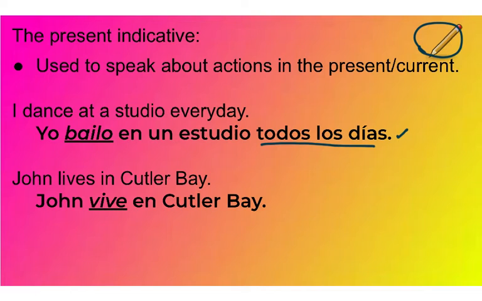John lives in Cutler Bay. John vive in Cutler Bay. Currently, John has not moved from his house. His home is in Cutler Bay at this time. That is a fact. So here we use the present indicative.